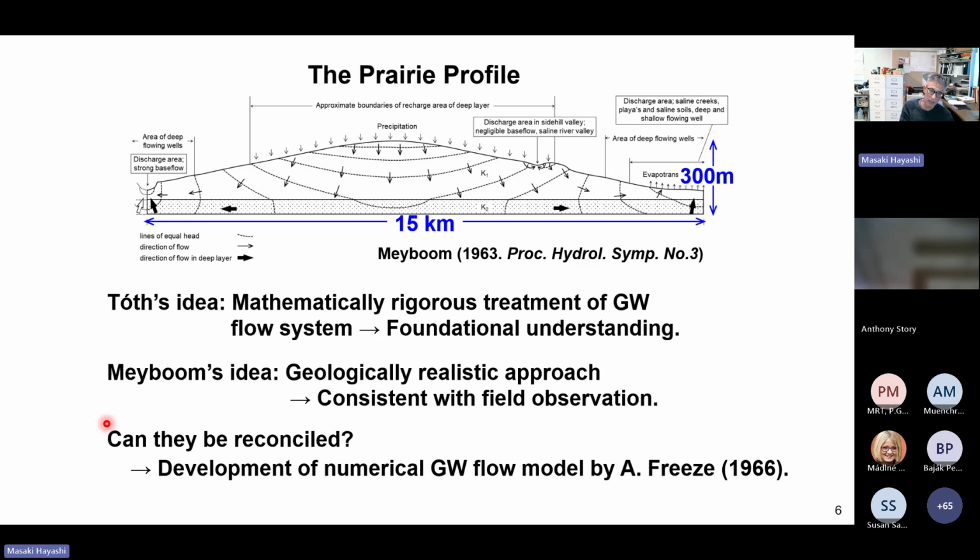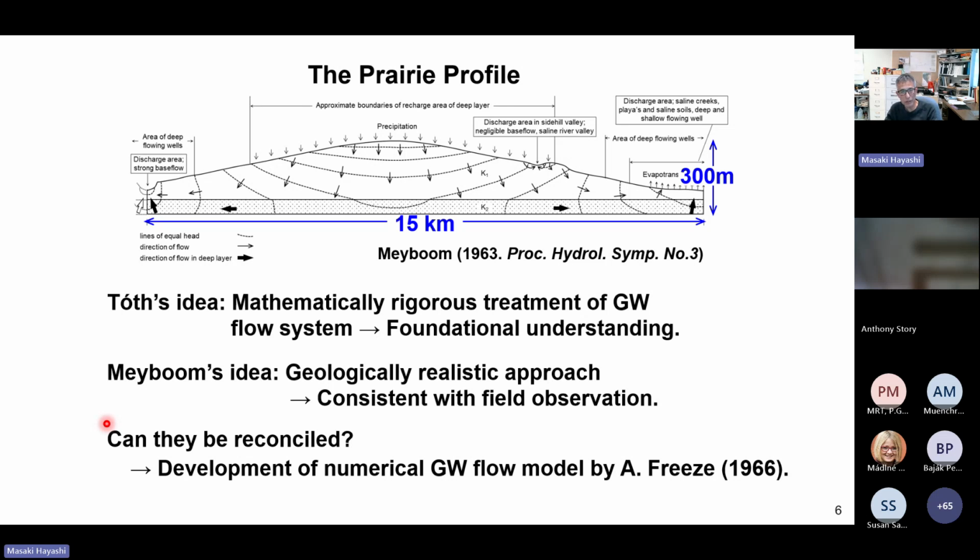This prompted the development of a numerical groundwater flow model by Alan Freeze, who was working with Peter Meyboom while he was conducting his PhD studies in California. And that was the beginning of numerical groundwater flow modeling, which we all benefit from today.